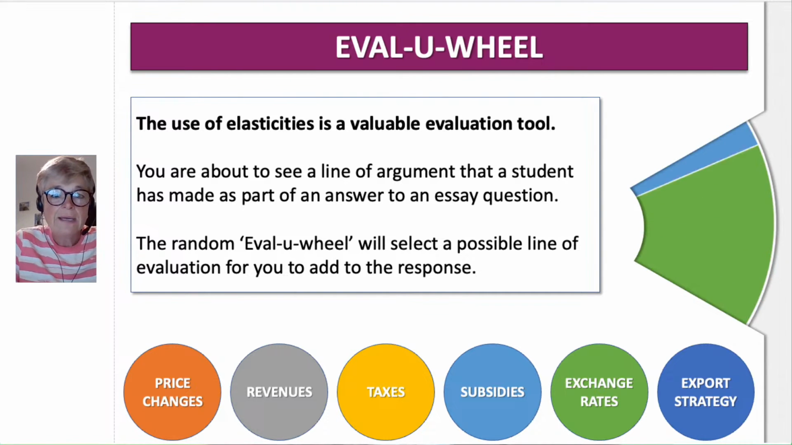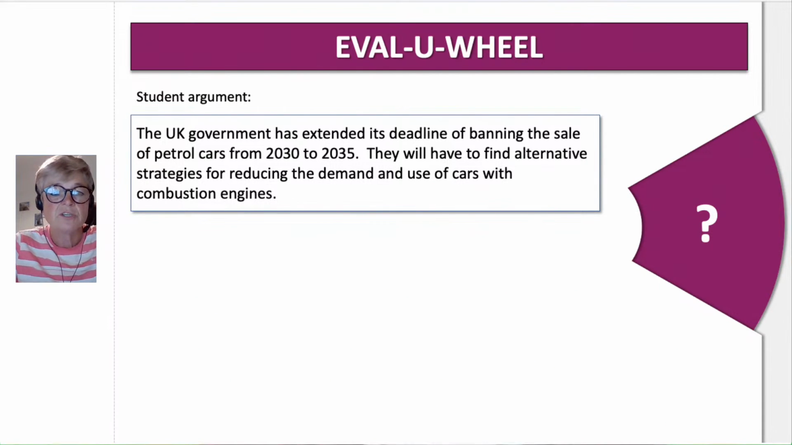So what we're going to do here is give you a student response to an essay question. We're then going to spin the evaluation wheel and ask you to come up with a line of evaluation to that student essay using one of those aspects at the bottom of the screen. So let's have a look at the student argument.